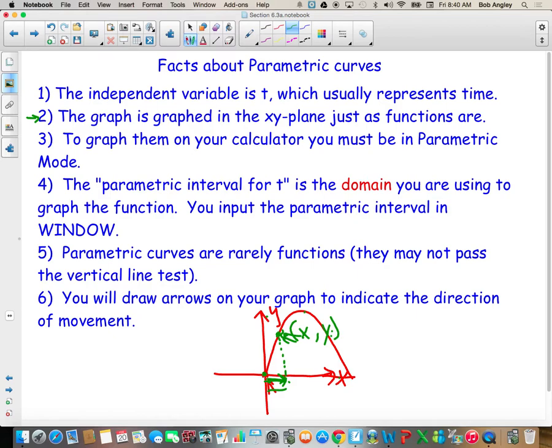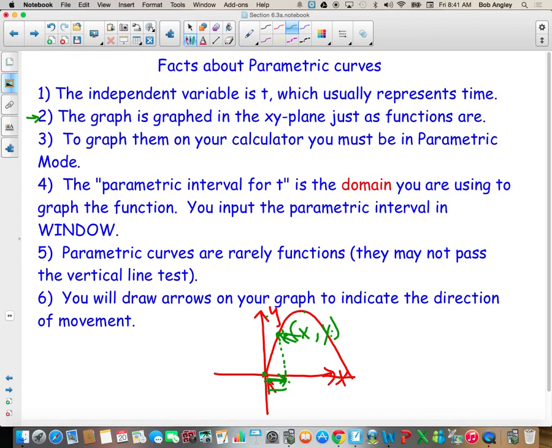All right, now to graph them on your calculator, you have to be in parametric mode. All right, and then we'll go back and do one of those in a minute, so you do that. Number 4, the parametric interval for t is the domain that you're using to graph the function, and you input the parametric interval into window. All right, now, and window is going to look different in parametric than it did. All right, in 5, parametric curves are rarely functions. Most of the time they don't pass the vertical line test.